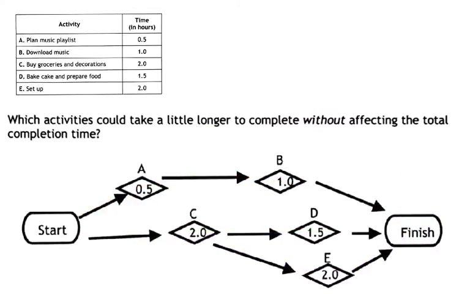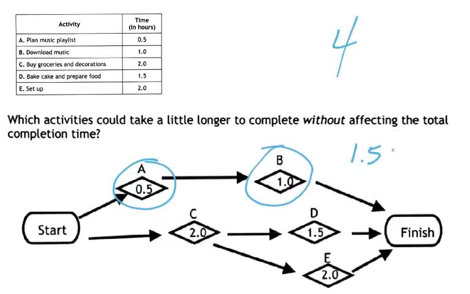Which activities could take a little longer to complete without affecting the total? Well, we could take a little longer to plan the music, take a little bit longer to download the music. Maybe we could get more music. That takes 1.5 hours, the path from A to B, but we have 4 total hours. So that gives us an additional 2.5 hours that we could take to download and plan the music. We could also take more time on D, because the path from C to D is 3.5 hours. That gives us an additional half hour to bake the cake and prepare the food.